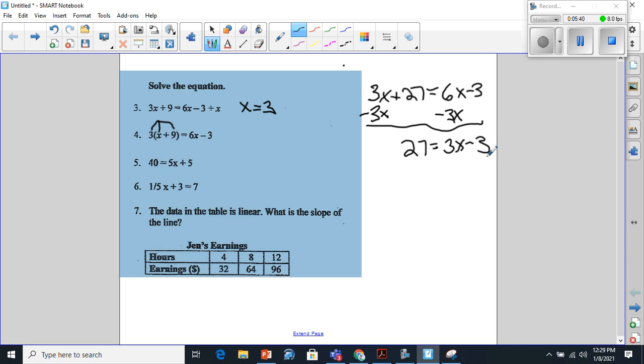Well, I need to get rid of this negative 3, so I'm going to add 3 to it. Whatever I add to one side, I have to add to the other. That's going to leave me with 30 equals 3x. Now I have to divide 3 away from x, so I can get x by itself. Now that I've isolated my variable, I realize that whatever I divided from one side, I have to divide from the other, and 30 divided by 3 is 10. That means x must be 10.